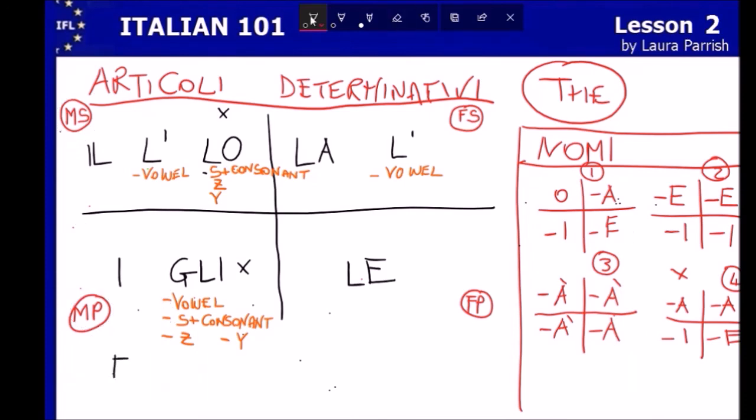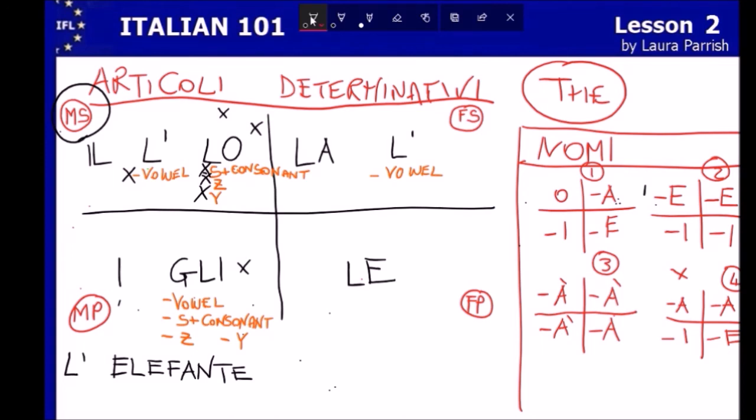Let's write elefante. Starting with A... it ends in E, we know it is masculine singular, so you go in the right pattern of masculine singular. And you analyze this. So you start here and you say, does it start with S plus consonant? No. Does it start with Z? No. Does it start with Y? No. Does it start with vowel? Yes, that's the right one. L'elefante. So now elefante means elephant.